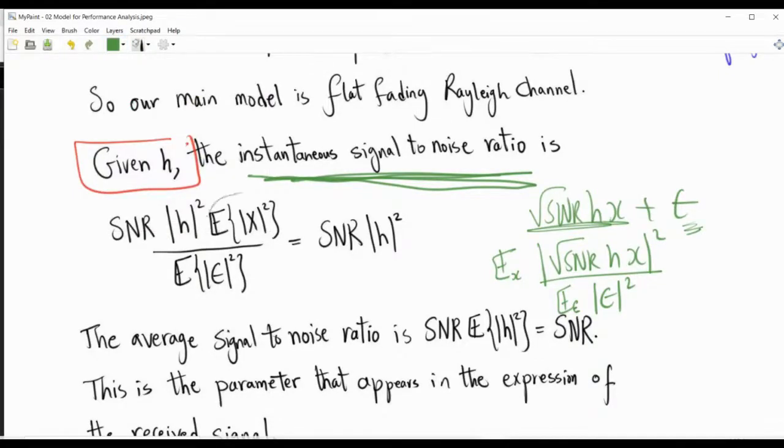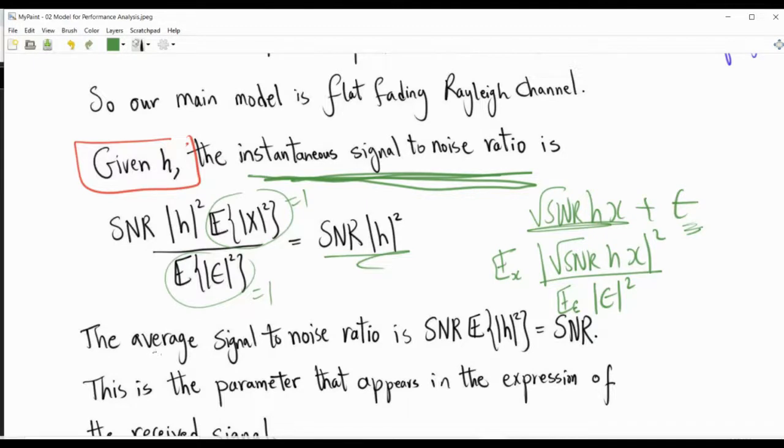So this expectation is equal to 1 under our assumptions. So this is the instantaneous SNR: this mysterious constant multiplied by the magnitude of h squared. This is the instantaneous signal to noise ratio, or the signal to noise ratio given the channel, treating the channel as if it's just some complex constant, basically affecting the amplitude of the received signal.